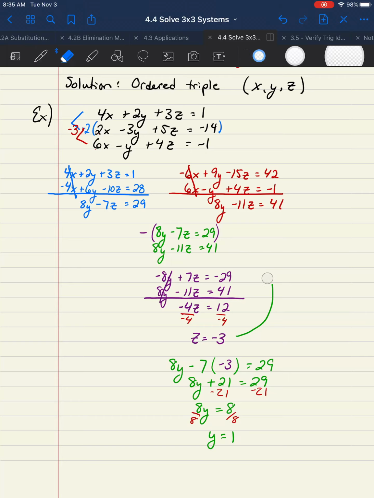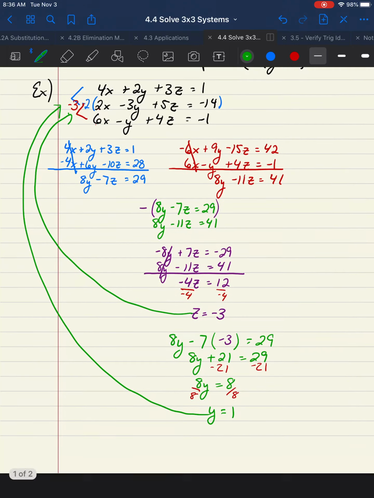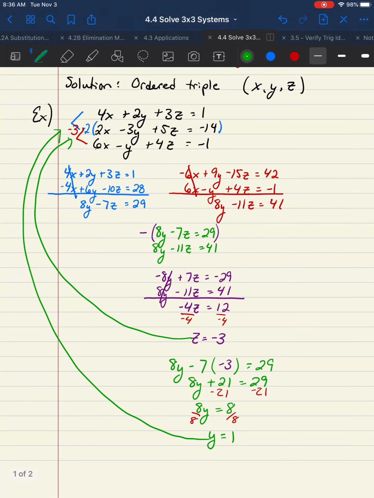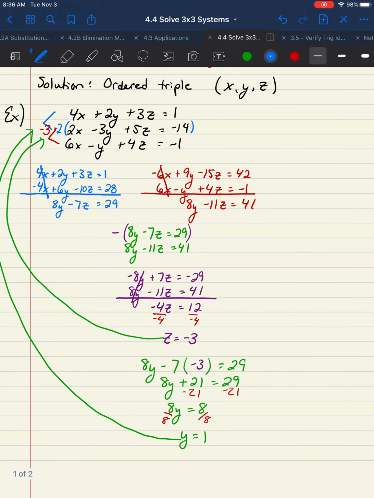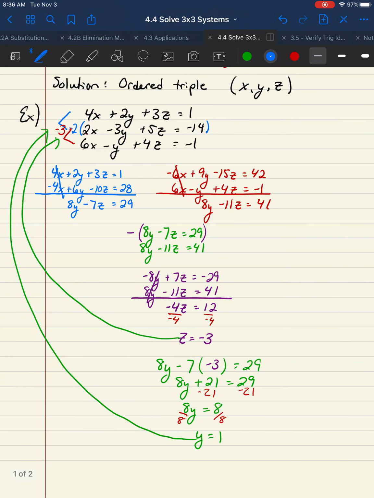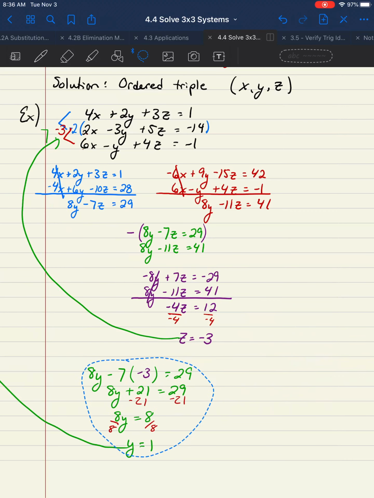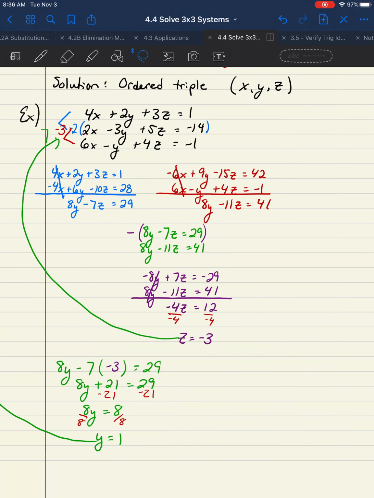Now I have two answers. I'm going to take both of these answers and go back up to one of my three-variable equations and plug them in. This time I'm going to go with the top equation. I ran out of room, but I know what I can do. I'll take this one right there.